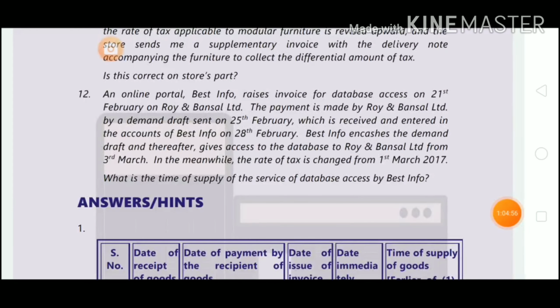See, the rate of tax is changed from 1st March 17. So we need to see when the two events are taking place. We know all three events: date of payment, date of invoice, and supply of service. 21st Feb is the date of invoice, 25th Feb is the date of payment. Don't you think these two events are taking place before the change in rate of tax? So we can say that the old rate is applicable and the TOS will be invoice or payment, whichever is earlier.